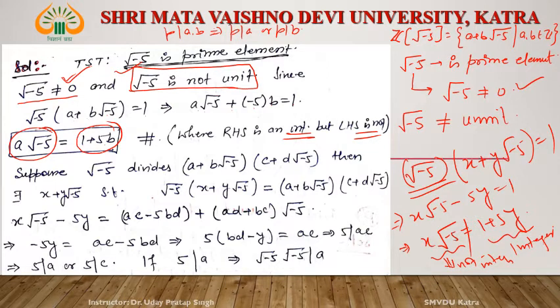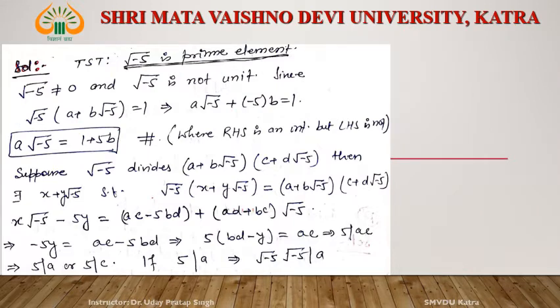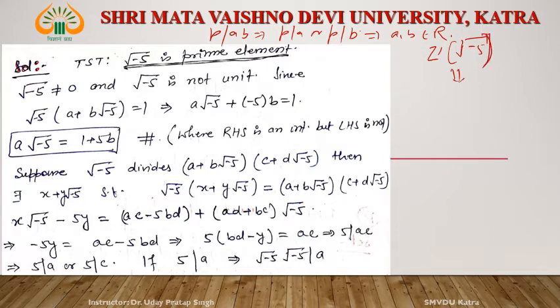Now come to the second condition. The second condition says that if p divides ab, then p divides a or p divides b. Suppose p divides ab. Here a and b are elements of R. What is our R in this example? Z square root of minus 5. What is an element of this? It is of the type a plus b square root of minus 5. So consider this square root of minus 5 dividing the product of two elements of this ring. Say the elements are a plus b square root of minus 5 and c plus d square root of minus 5.